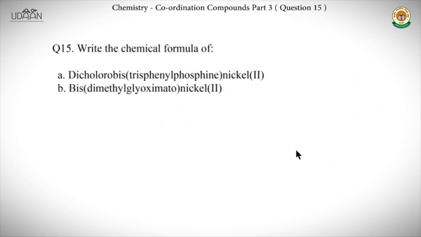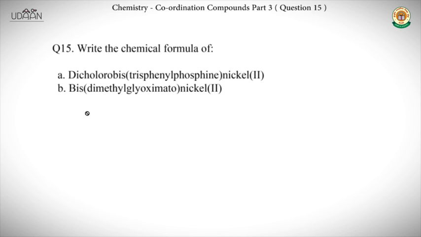So now we come to the last question from this chapter. This is again a question on nomenclature. In this question we are given the name of the coordination compound. We need to write down the chemical formula for that particular compound. A set of two compounds are given. So let's see how we'll do it.